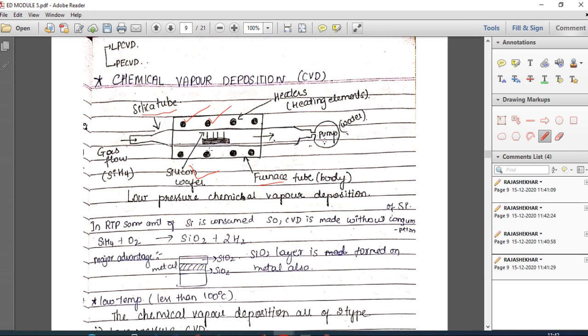So this is a silicon wafer, and these are the wafers which are placed on the silica. So this is a mass of silica. On the surface of this mass of silica, we have placed the wafers of silicon. Okay. So now we will discuss the process, how it performs oxidation.